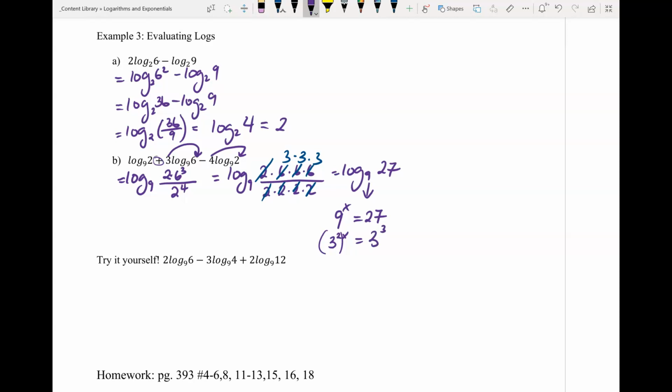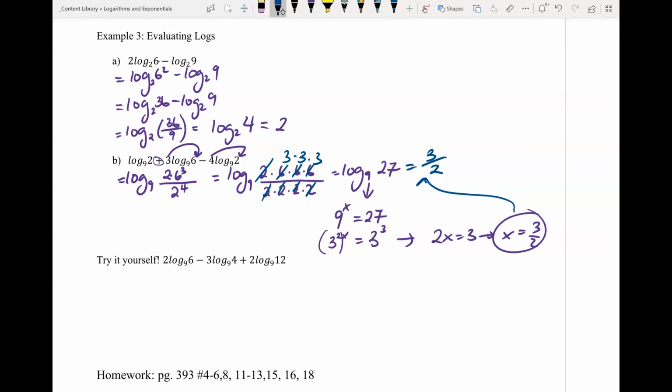Now that we have the same base, I can get rid of the base and just focus on the exponent. So that's 2x is equal to 3, and x is equal to 3 over 2. And that is our final answer to this one. So 3 over 2 is our final answer.